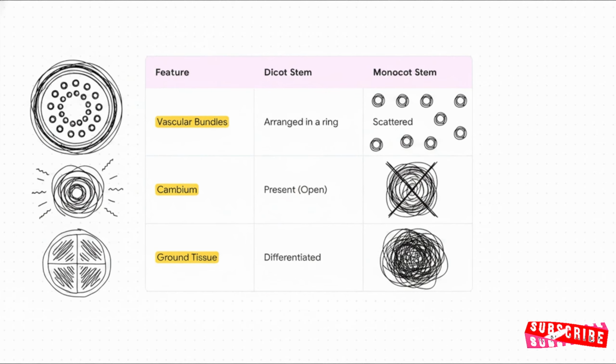That ring structure in dicot stems contains a really special layer called cambium. You can think of cambium as the engine of secondary growth. It's what creates tree rings and lets a stem get wider and stronger every single year. Monocots? They don't have cambium, which explains why their stems, like a cornstalk, never get woody.